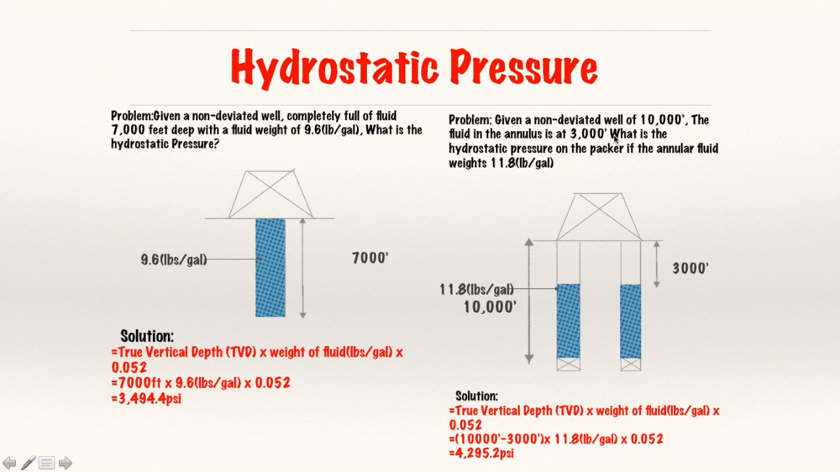Next problem. Given a non-deviated well of 10,000 feet, the fluid in an annulus is at 3,000 feet. What is the hydrostatic pressure on the packer if the fluid weighs 11.8 pounds per gallon? So I'm given that my entire well is 10,000, and I'm saying that the very top of my fluid rests at 3,000 feet. So I get my values. Understand that this will be 10,000 minus 3,000, giving me 7,000. I multiply by my fluid weight, multiply by 0.052. I get my answer in pounds per square inch. That is my hydrostatic pressure on the packer due to the fluid in the annulus. Let's move on.